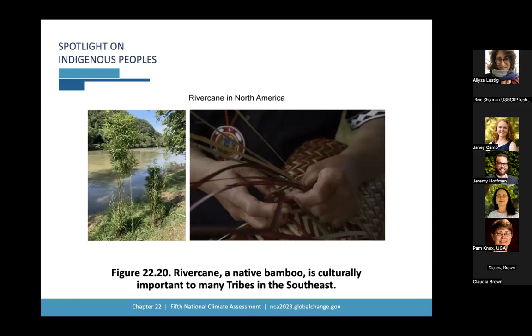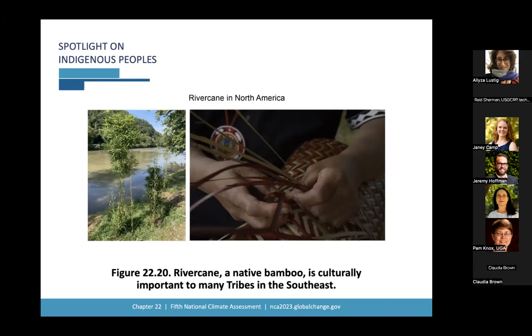For this case study, we focused on river cane, also known as canebrake or swamp cane, and just one of three native bamboos to North America. So I'd like to provide an overview of the photos here that were provided by tribal communities for this chapter. On the left, you see river cane growing along the French Broad River in Buncombe County of North Carolina, not far from the Eastern Band of Cherokee Indians Reservation. On the right, a basket weaver, Ramses King of the Mississippi Band of Choctaw Indians, creates a double weave basket from river cane.